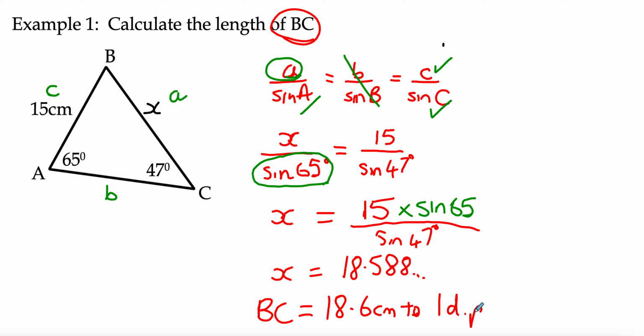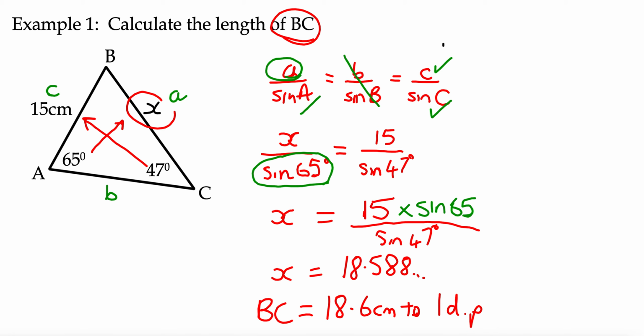Okay, and that kind of makes sense because the unknown side here is opposite an angle of 65 degrees, which is a bigger angle than 47, which opens out to a 15 centimeter line. So we would expect BC to be slightly longer than AB, which is what we've found.